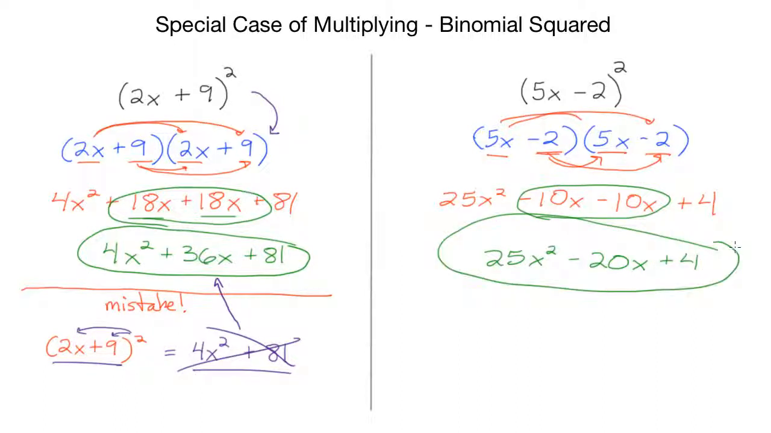All right, there's a couple examples of taking a binomial and squaring it. We looked at one with a plus sign, we looked at one with a negative sign, and we spent a little bit of time looking at what not to do when we're squaring a binomial. Hopefully that's helpful for you as you're practicing working your own special cases of multiplying binomials squared.